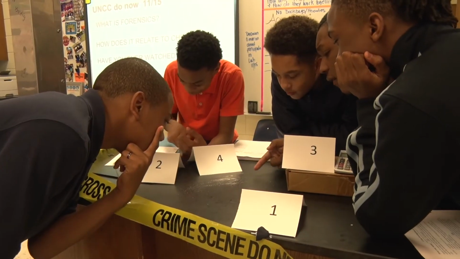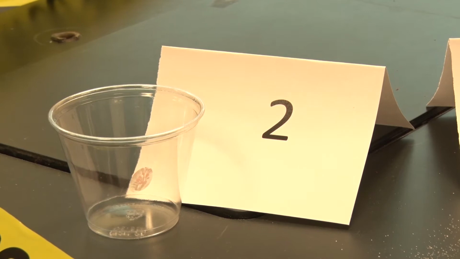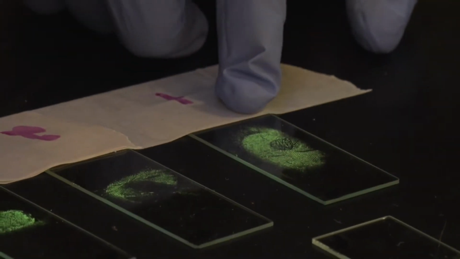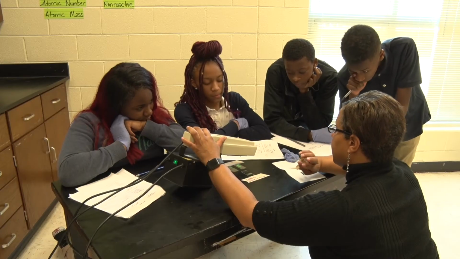The students came in and they saw an actual crime scene. The crime scene was centered around a robbery. They are able to analyze the crime scene as a whole, and then they took pieces from the crime scene. The first center that they worked with were fingerprints, and the students analyzed fingerprints.